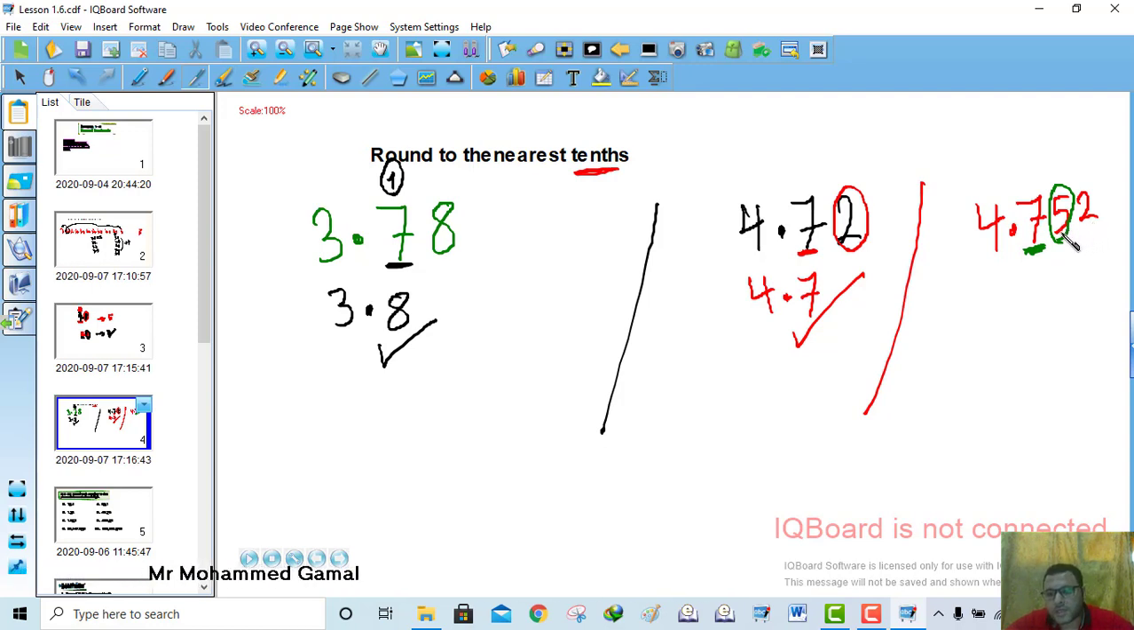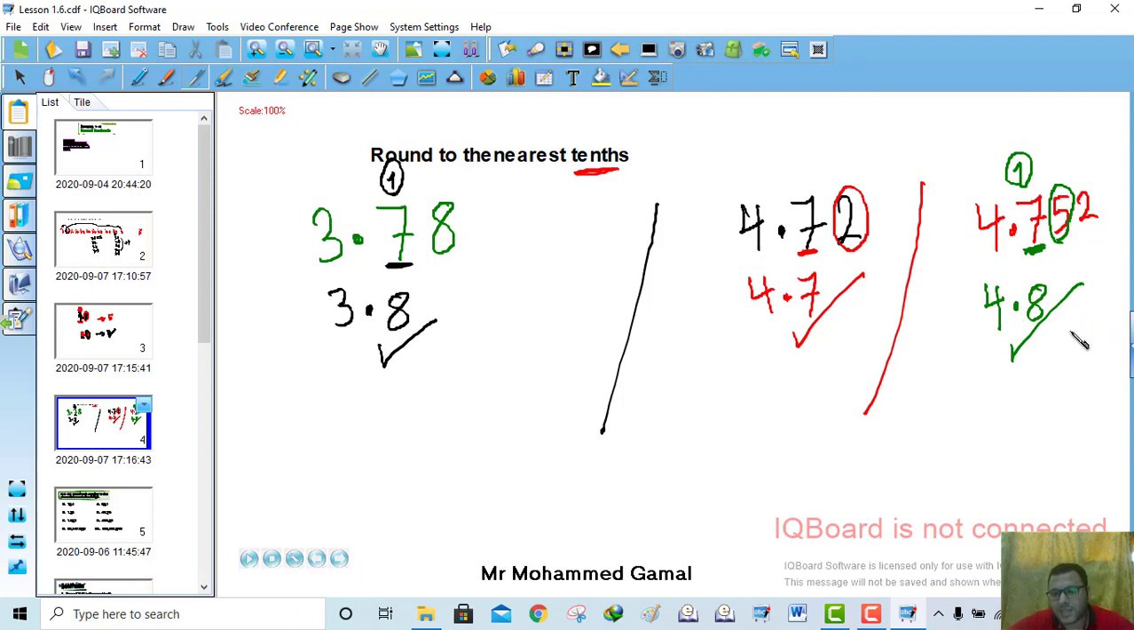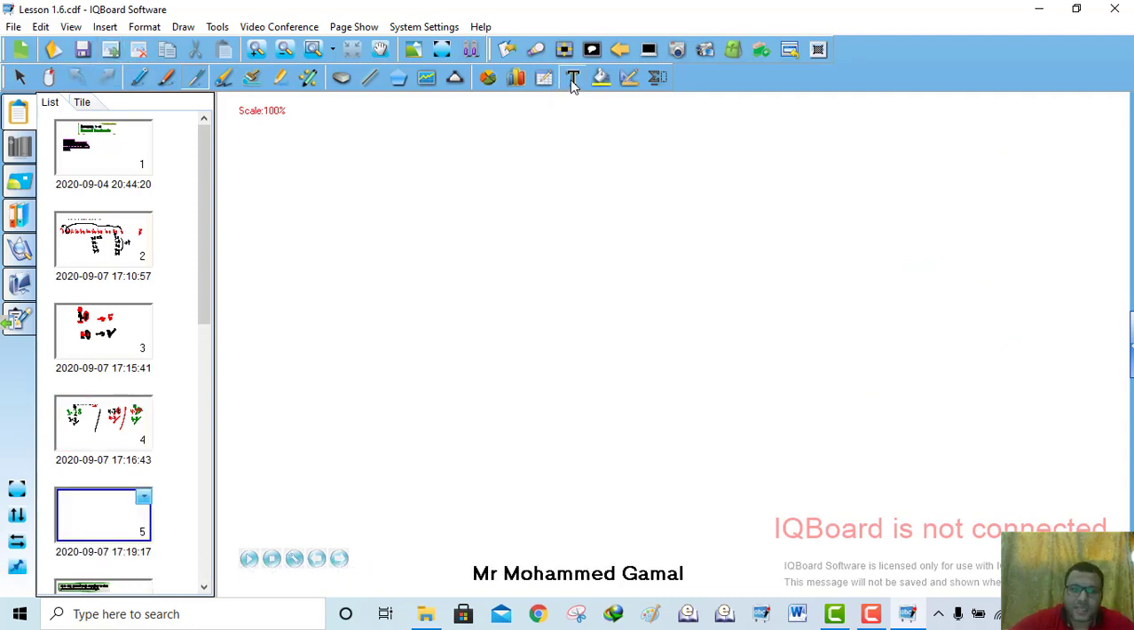Is 5 strong or weak? Yeah, it's strong, so I'm going to add 1. So 1 and 7 is 8, and here the decimal point, and here is 4. So the answer is 4 and 8 tenths. All of this is rounding to the nearest tens place. Okay, the same if he's asking to round to the nearest hundreds.